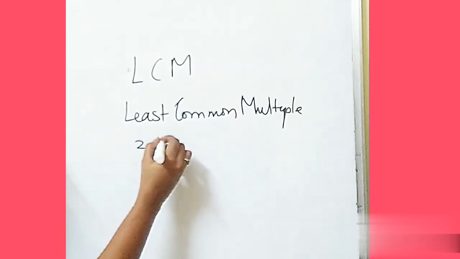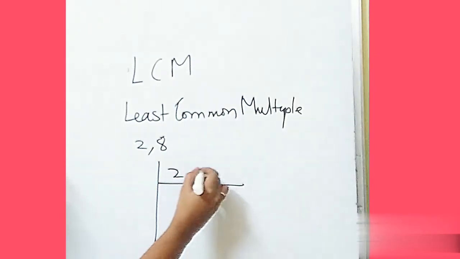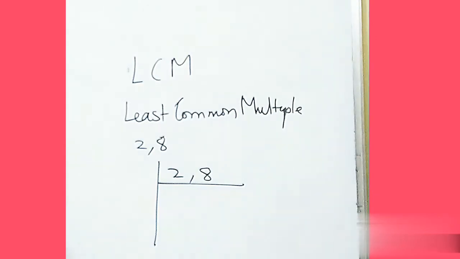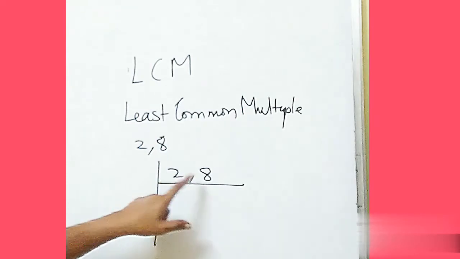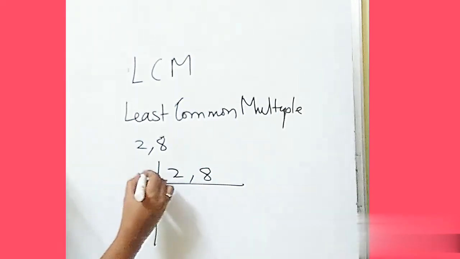2, 8. I am going to take a set of numbers, that is 2, 8. And how we are going to start is that you write it like this, LCM. Now after that, how will you proceed? First you have to check whether the numbers come in some table. Then you can proceed. 2 and 8 come in the 2 table. So I'll start with that.